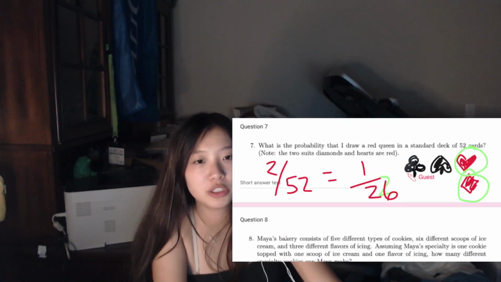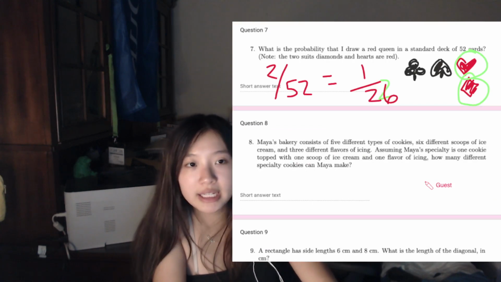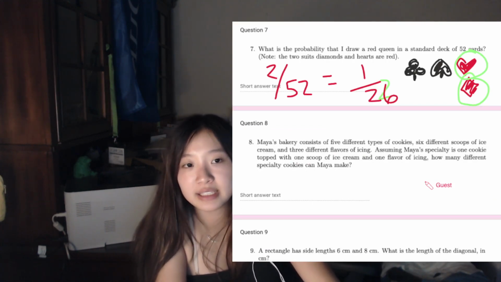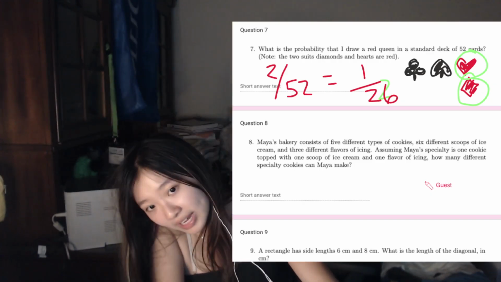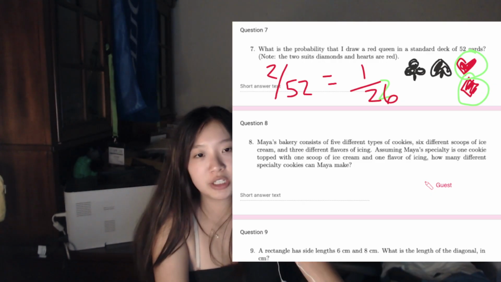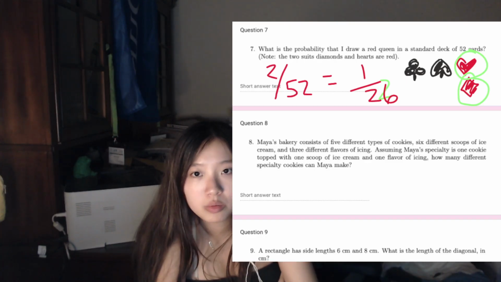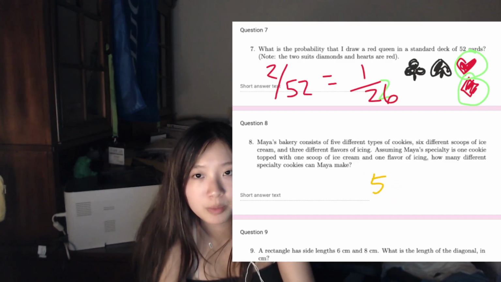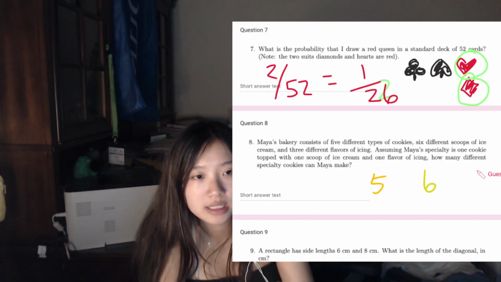And then moving on to Maya's Bakery. Maya's Bakery consists of 5 different types of cookies, 6 different scoops of ice cream, and 3 different flavors of icing. Assuming Maya's specialty is 1 cookie topped with 1 scoop of ice cream and 1 flavor of icing, how many different specialty cookies can Maya make? Well, we know that we have 5 different types of cookies. We have 6 scoops, and we have 3 icings.